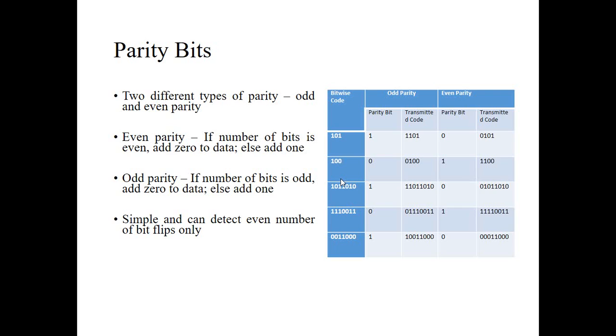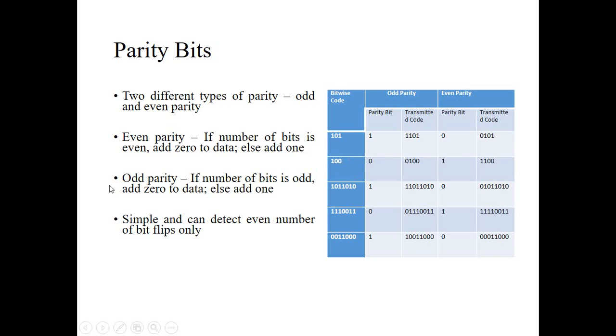This is a very simple technique, and there are two types, odd and even parity. Even parity adds 0 to the data if the count of the number of 1 bits is even, and 1 if the count is odd. Odd parity, on the other hand, adds 0 or 1 if the count is odd or even, respectively. The table contains a few examples of odd and even parity for different sized inputs.